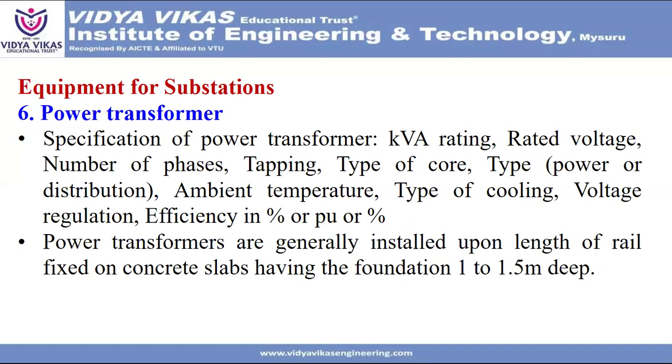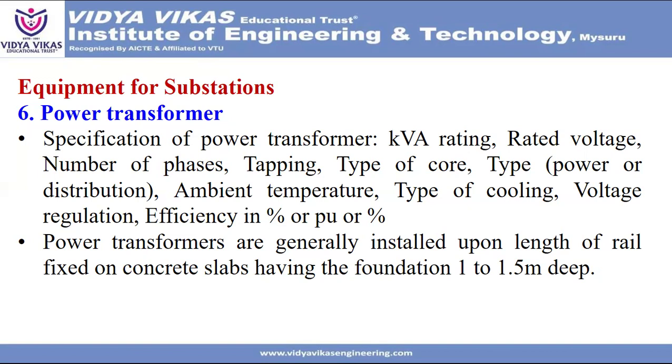Specification of power transformer: kVA rating, rated voltage, number of phases, tapping, type of core, type of power or distribution, ambient temperature, type of cooling, voltage regulator, efficiency in percentage, per unit or percentage impedance. These are all the parameters provided on the nameplate of the power transformer.